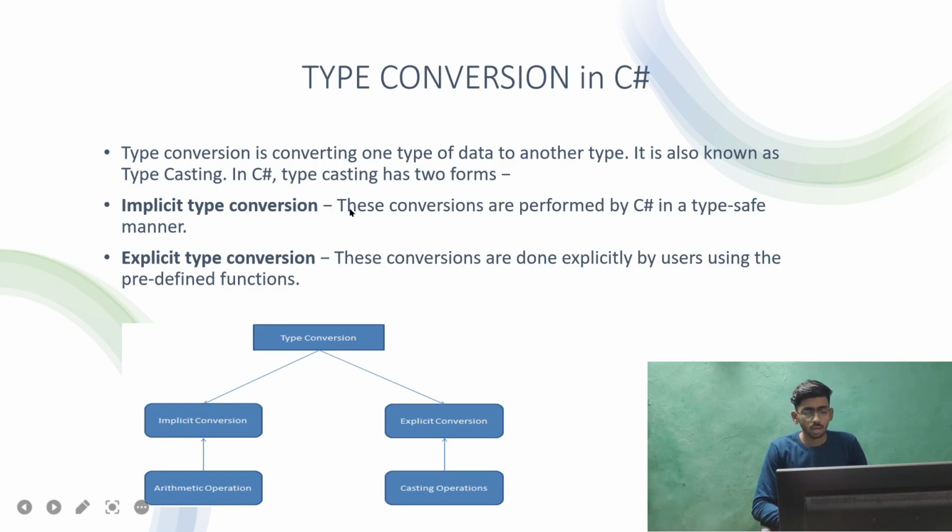Implicit type conversions are performed by C# in a type-safe manner. For example, conversions from smaller data types to larger data types, conversions from derived class to base class, and many more. Explicit type conversions are done explicitly by the user using predefined functions. This conversion requires a cast operator. So I will be explaining in more detail about implicit type conversion with an example.